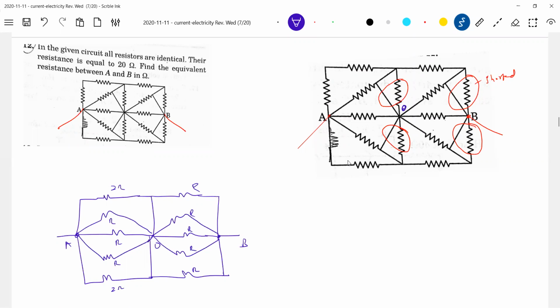Okay, they are simple parallel combinations. So this will be R by 3 in parallel with R. Similarly, on this side, it will be R by 5. So the next step will be R by 3 in parallel with R by 4 and R by 5.